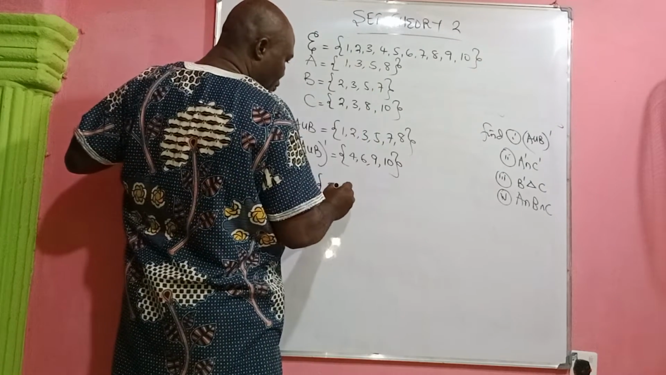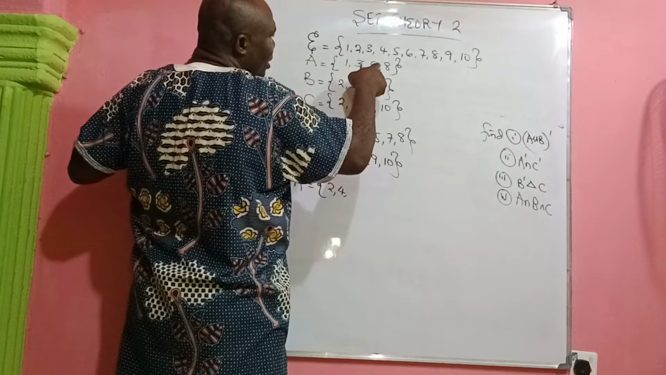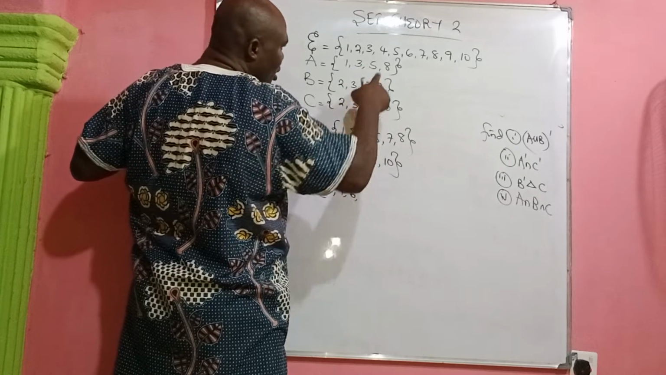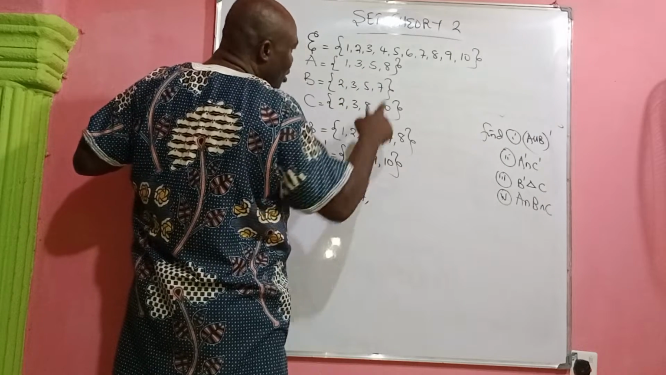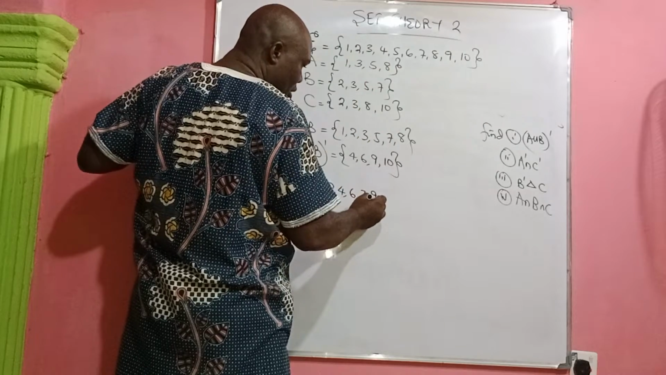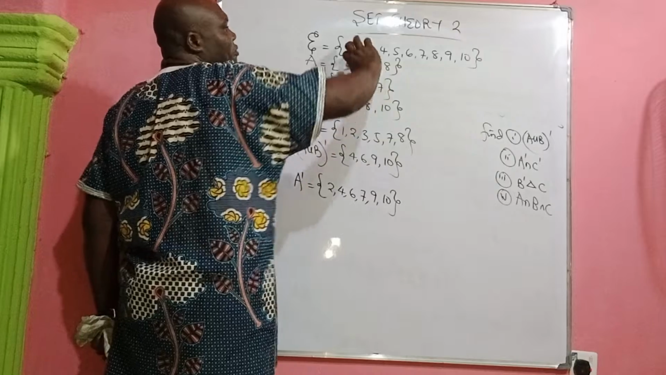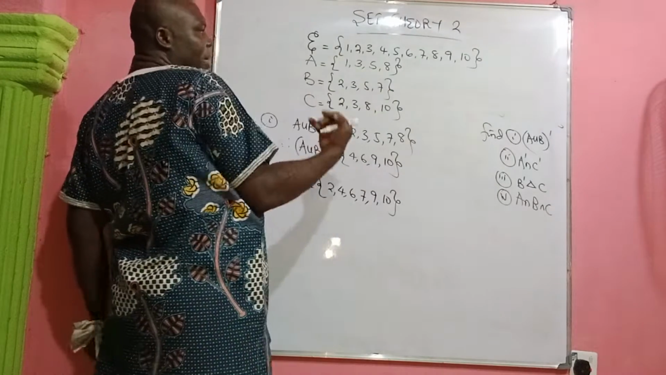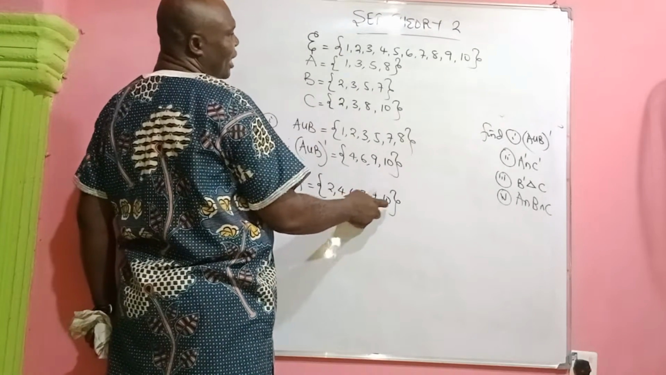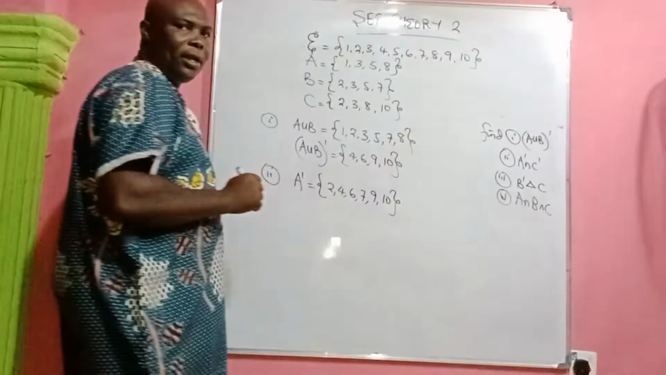4. 6 is missing. 7 is missing. 9 is missing. And 10 is missing. It means if we take out 1, 3, 5, 8 from the universal set, the complement of A will be 2, 4, 6, 7, 9, and 10. That will be what will remain in the universal set.